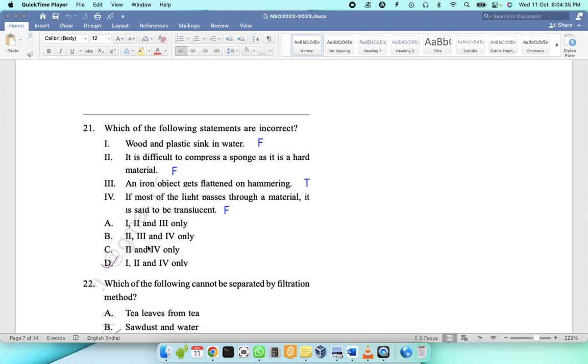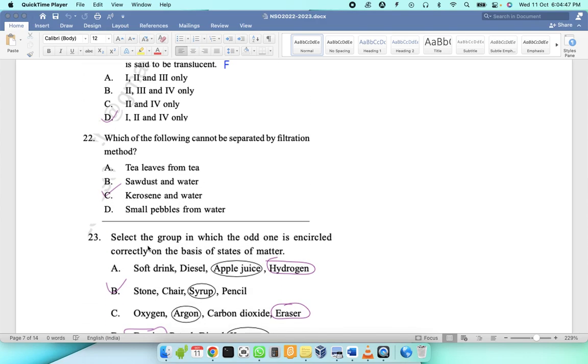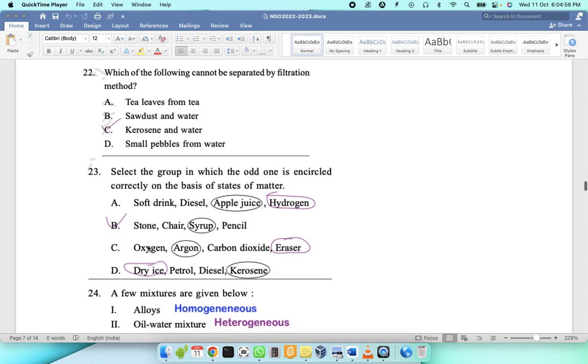If most of the light passes through a material, it is said to be translucent. False. If most of the light passes through a material, it is said to be transparent. Since kerosene and water are both liquids, they are immiscible liquids, so they cannot be separated by the filtration method.